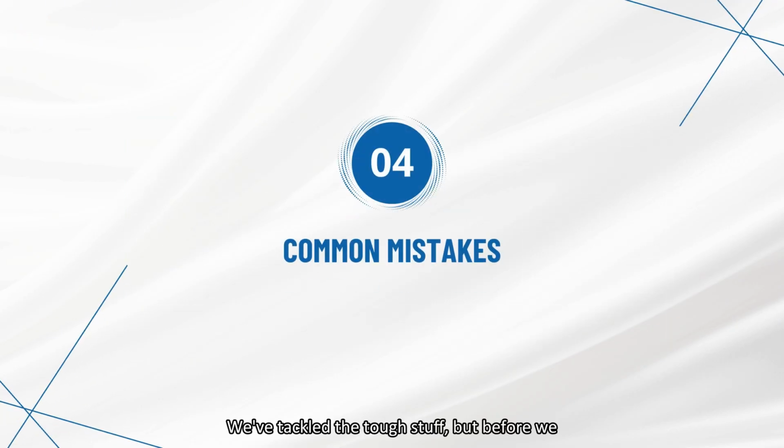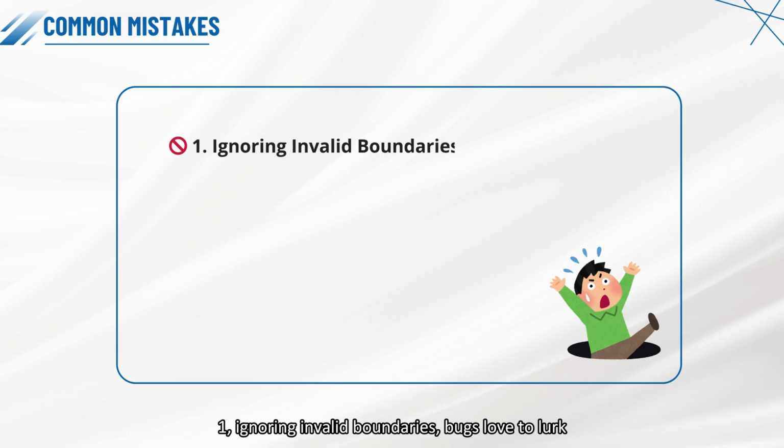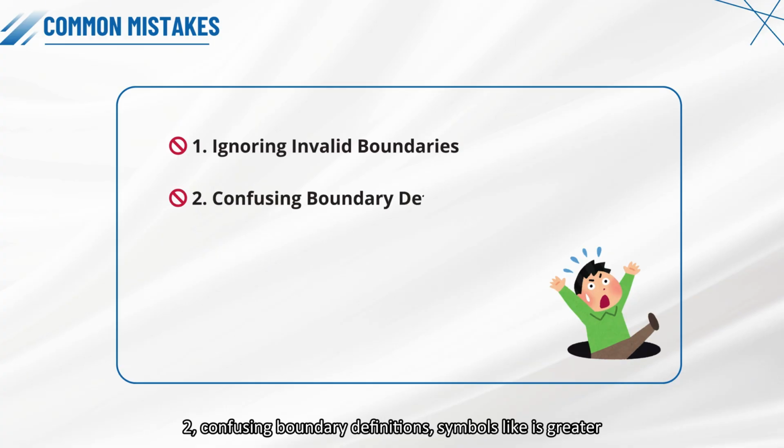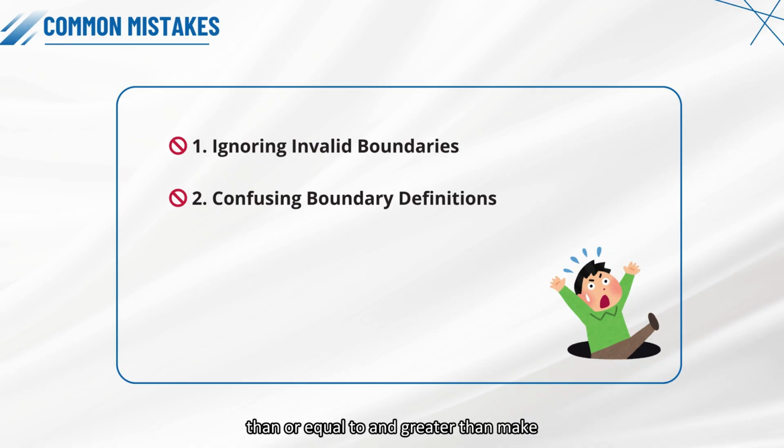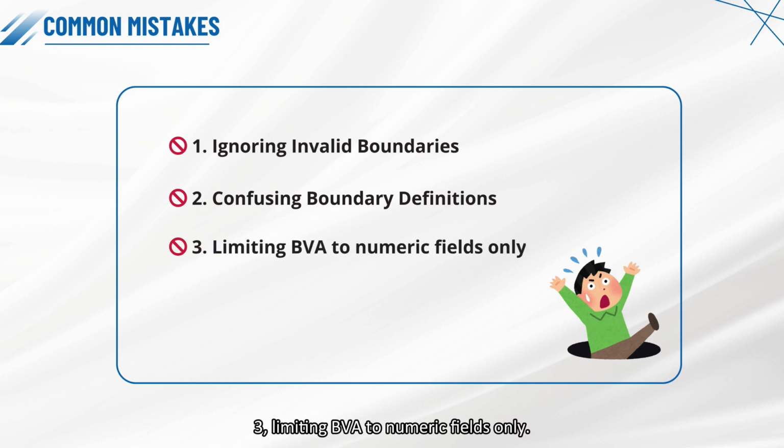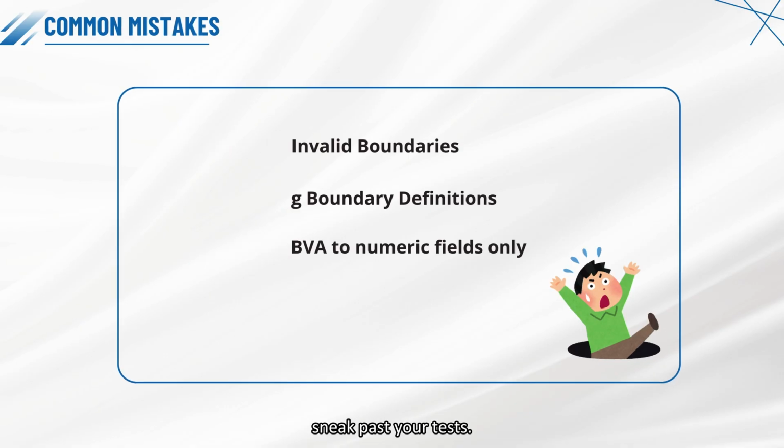We've tackled the tough stuff, but before we celebrate, let's take a quick detour through the classic BVA blunders to watch out for. 1. Ignoring invalid boundaries. Bugs love to lurk just outside the valid range. Don't forget. 2. Confusing boundary definitions. Symbols like greater than or equal to and greater than make a big difference. 3. Limiting BVA to numeric fields only. Boundaries exist beyond numbers, for example, string lengths. Stay alert and don't let these classic mistakes sneak past your tests.